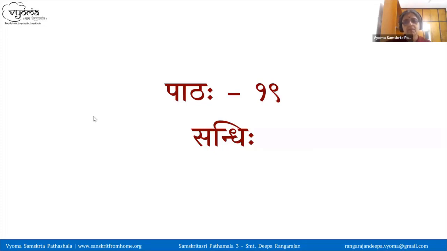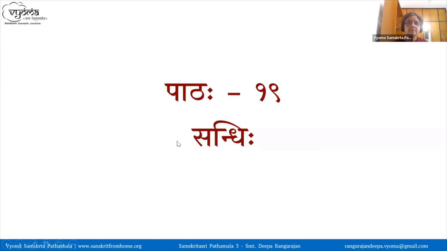Though it is not compulsory for Pathamala 3 to know the Maheshwara Sutras, it is a good thing to know because it is the starting point of Sanskrita Vyakarana. So, we'll go into Sandhi now.